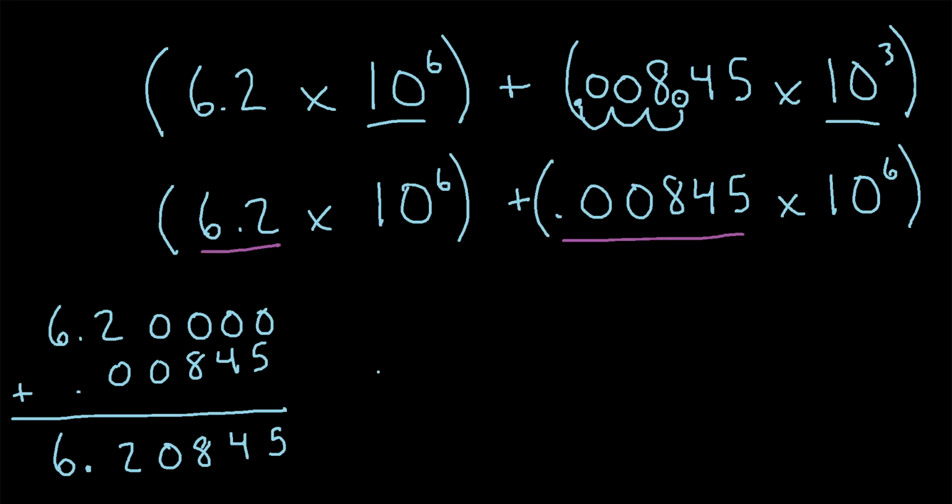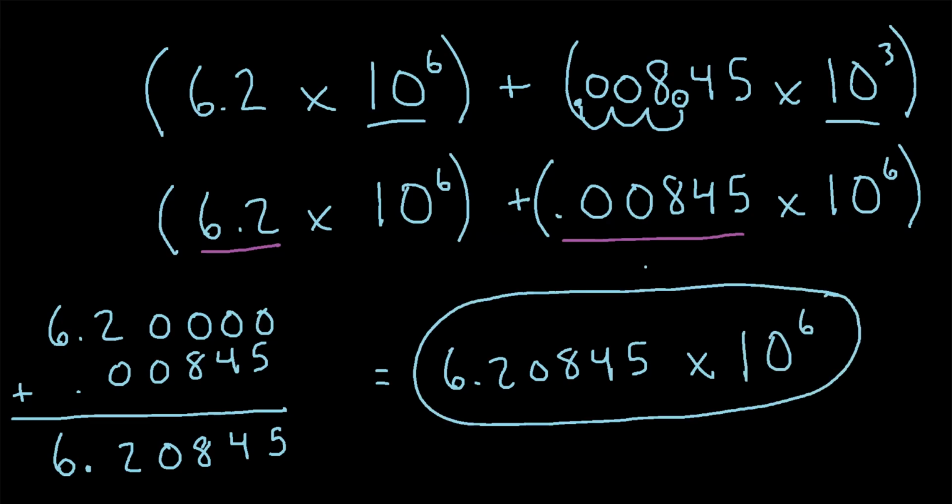So our final answer is going to be 6.20845, and we said our base 10 number now has an exponent of 6. So we'll say times 10 to the 6th. That will be our final answer on this one.